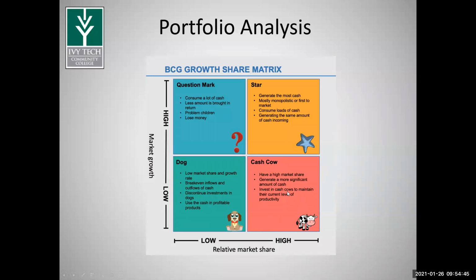The cash cow, you have the high market share. You just want to only invest to maintain. This is definitely maintenance. You don't have to retrench, but you have to maintain, and you want to keep the current level of productivity. We'll talk about some examples of this in a moment.